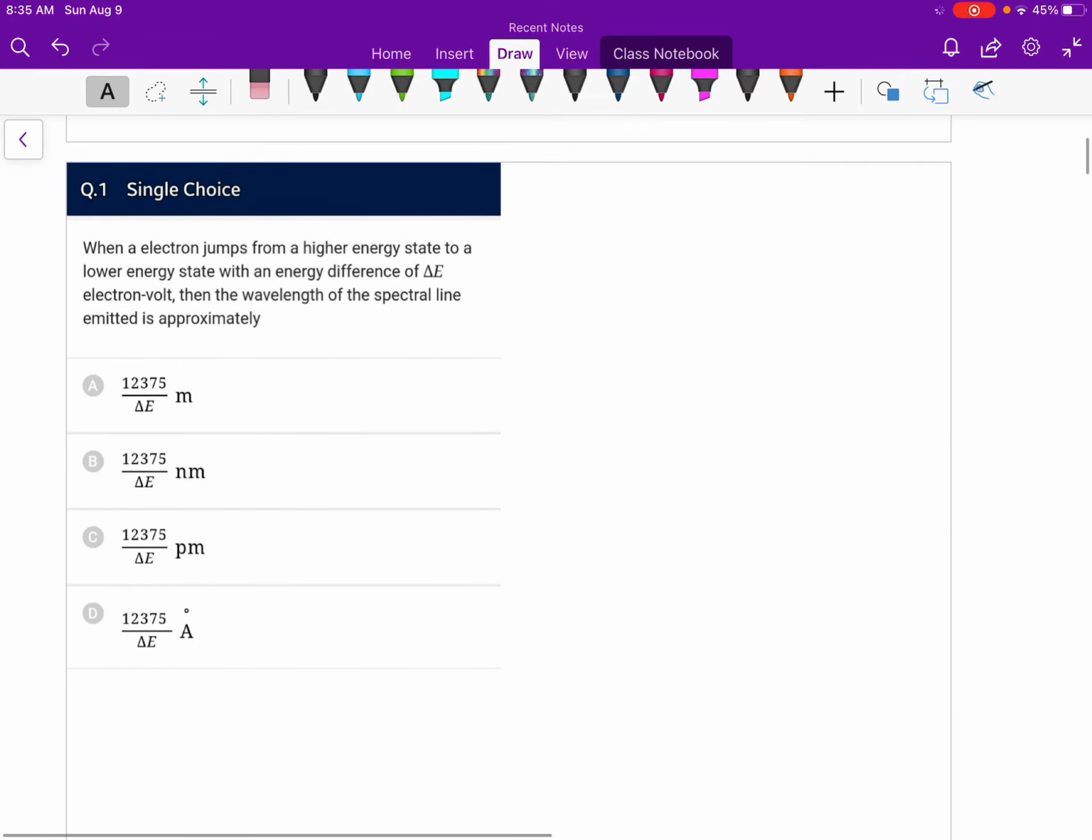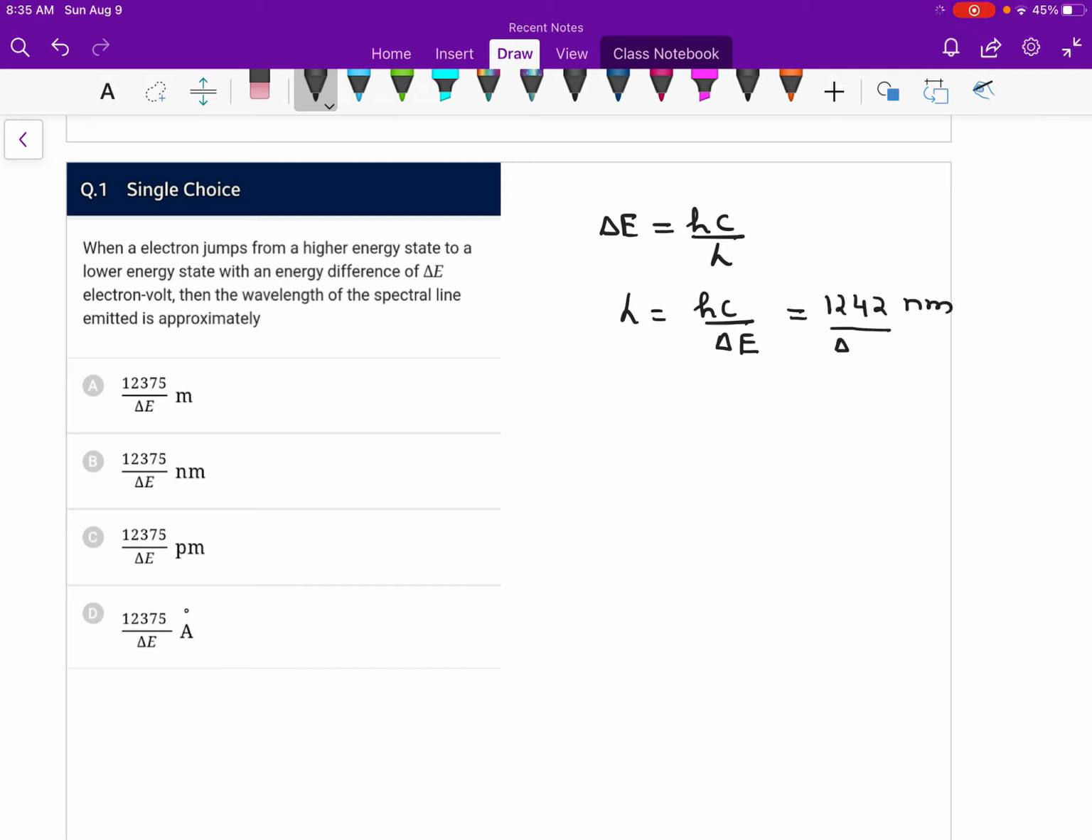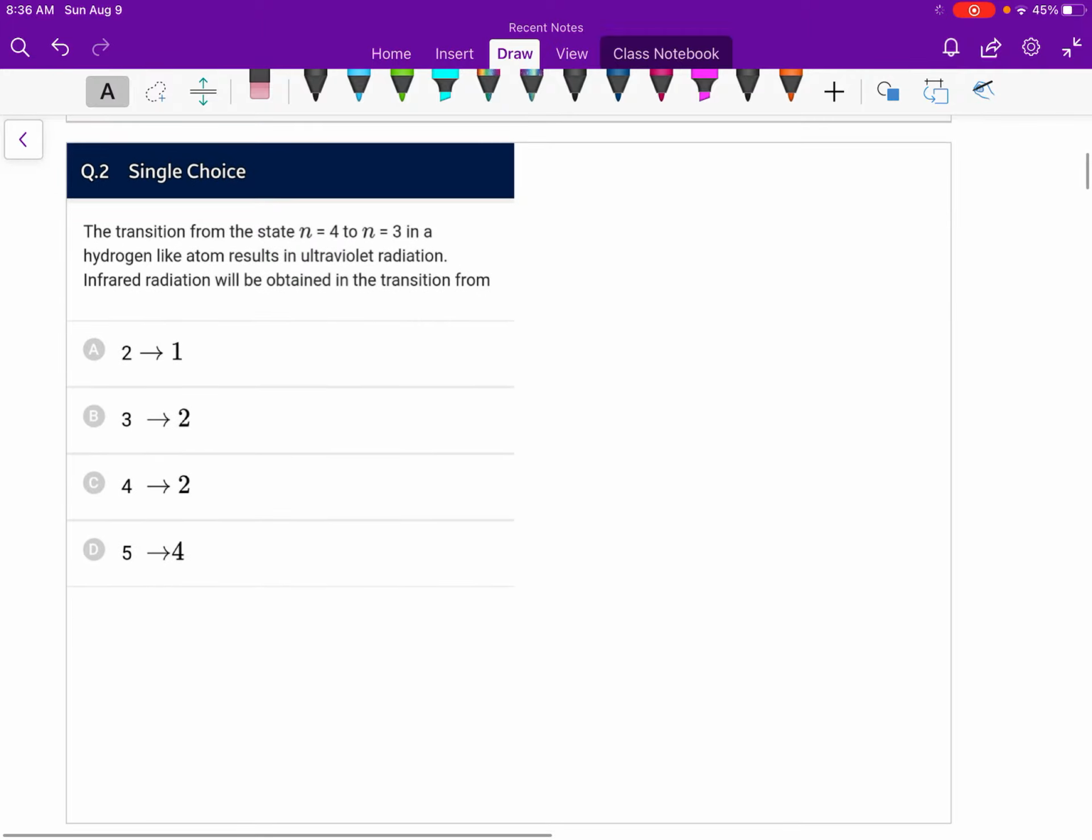When an electron jumps from a higher energy state to a lower energy state, with energy difference delta E, the wavelength of the spectral line emitted is approximately. So we know delta E is hc by lambda. So lambda is hc by delta E, which is 1242 nanometer upon delta E. So that is 12375 angstrom upon delta E. So D is the nearest option.